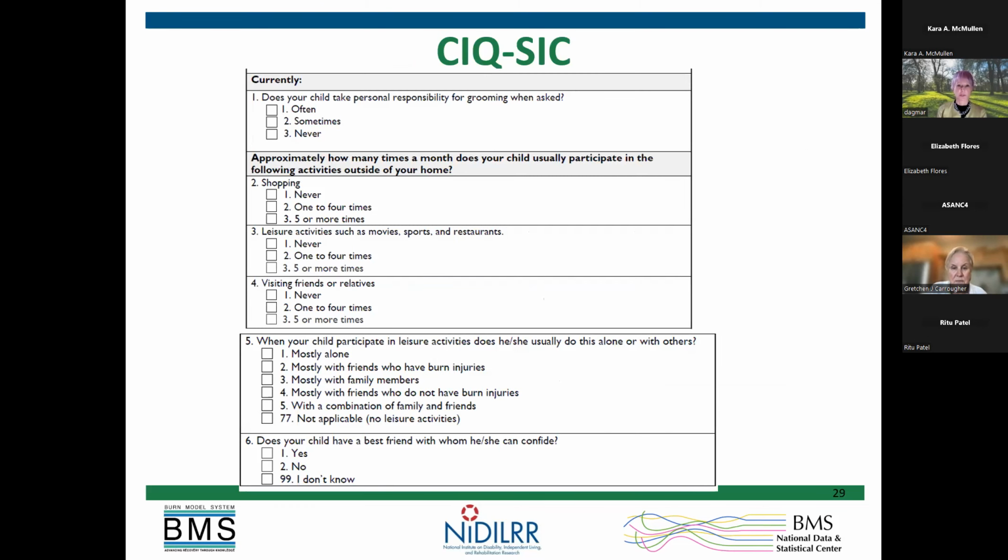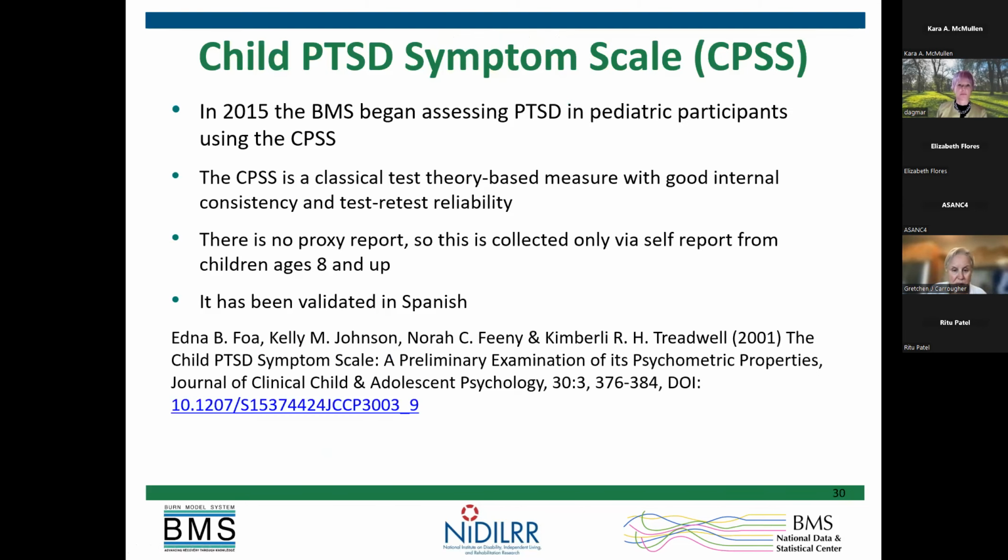And here's what it looks like. So it asks about frequency of doing certain activities. It asks whether activities are done mostly alone, mostly with others, whether a child has a best friend. So that's how social integration is assessed.